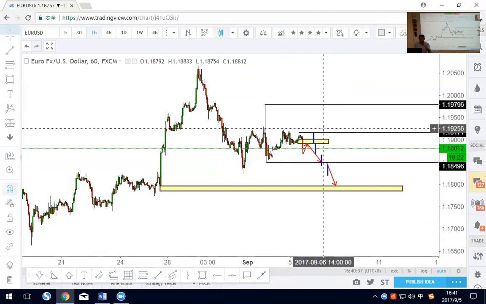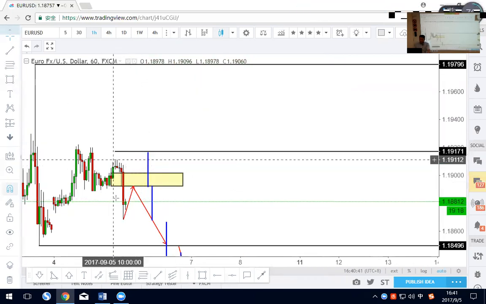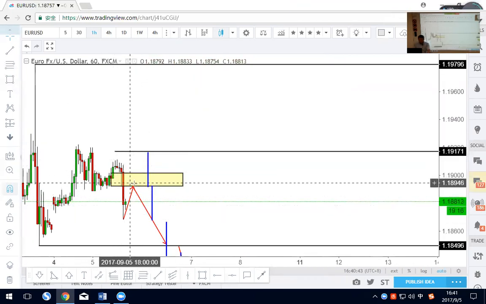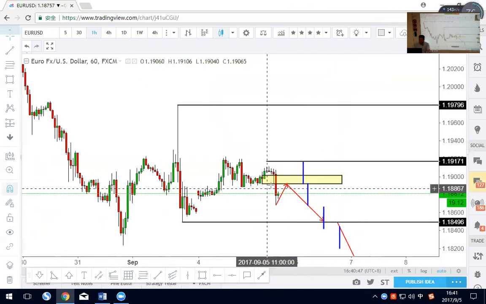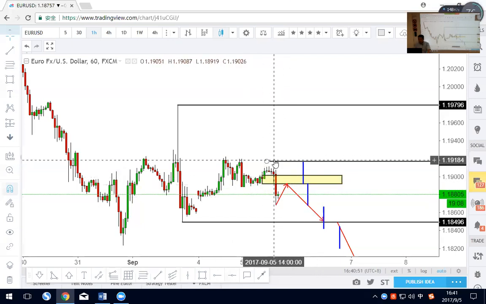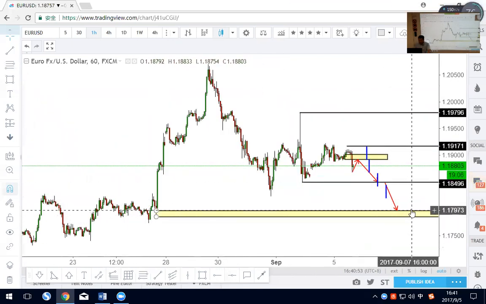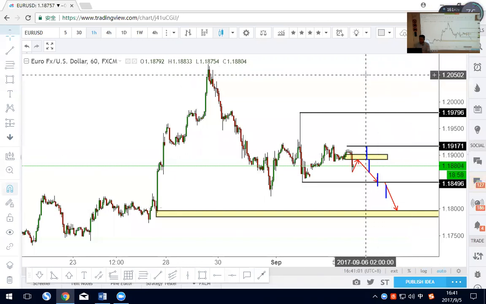For today, Tuesday, since the breakout candle happened, we want to short the pullback. Do you understand? We are shorting the pullback, shorting the neckline. Stop above 1.1920 and aim for 1.18. Now it's 1.1880, so another 80 pips downside room if you want.